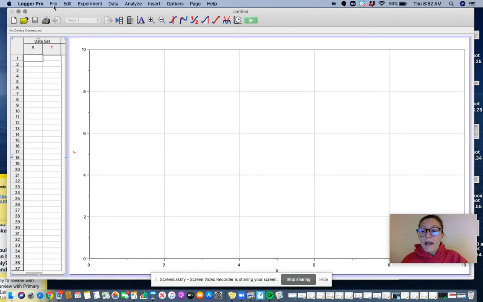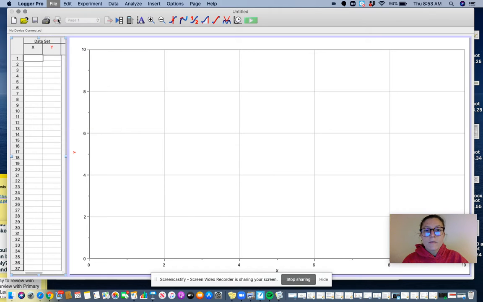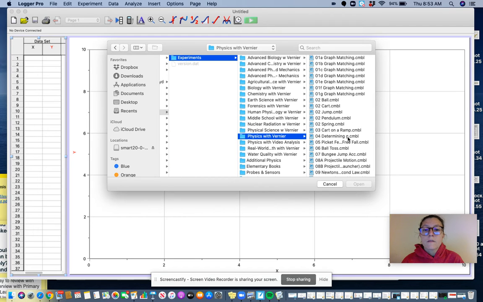to open back the graph in which you began to explain how you would walk, you're going to go to File, Open. Under Open, it should be set to Logger Pro, Experiments. You want to find where it says Physics with Vernier. And you're going to click Physics with Vernier. That'll open up another set of experiments.